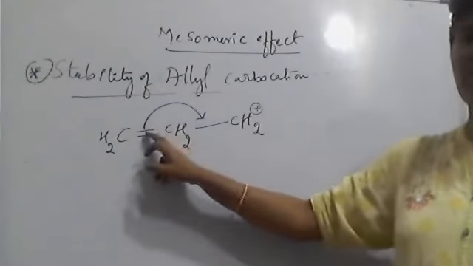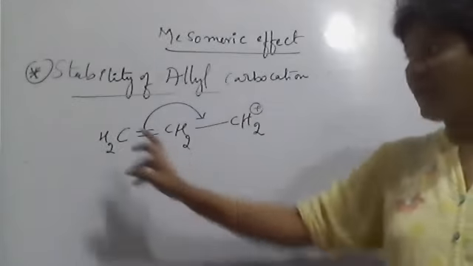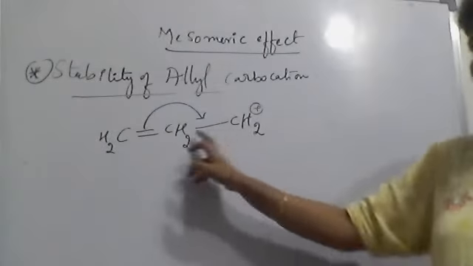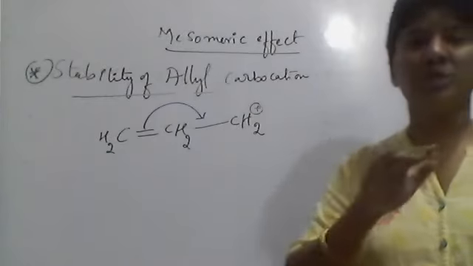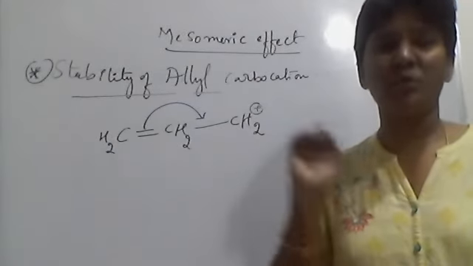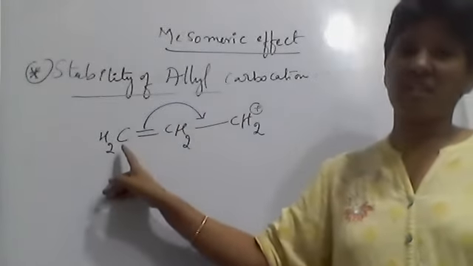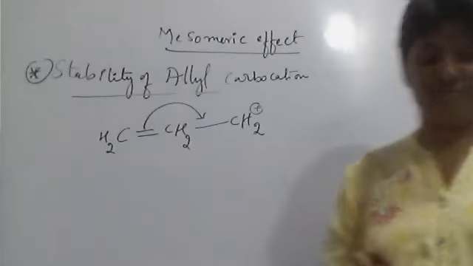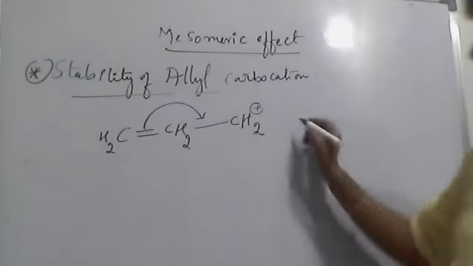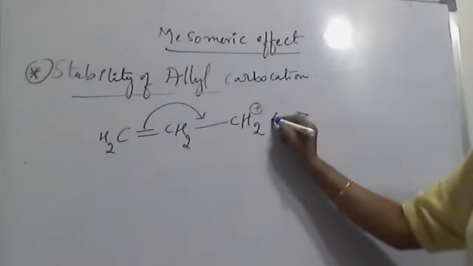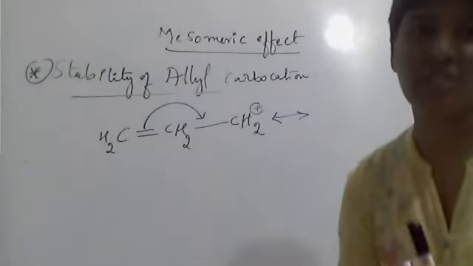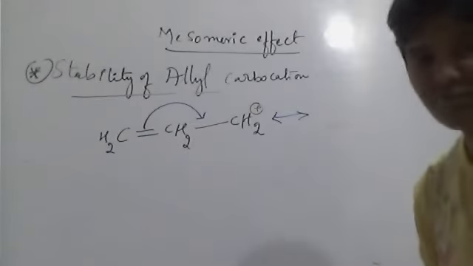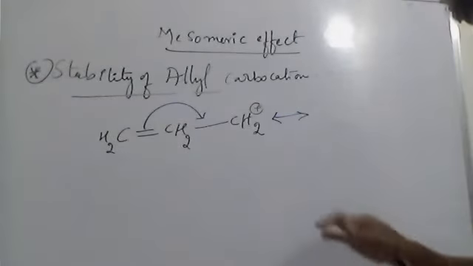So due to shifting of this pi bond, what happens? Electron is flowing in this direction towards CH2 plus. So the CH2 positive charge is neutralized, stabilized, becomes neutral, and the positive charge is developed at the other end. Okay, so see here, what is happening? This structure converts into the structure. This double-headed arrow is used to show interconvertible structures by delocalization of pi bonds, or resonance.